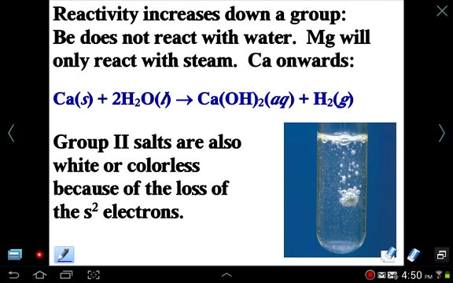The reactivity of these, just like with the alkali metals, will increase as you go down a group. An example of this is magnesium, which will react with hot water, or react with steam, but not with regular water. Beryllium, for example, does not react with water. It's quite stable. But as you go down to calcium, you can actually throw calcium in water. This is a calcium thrown in water. It'll actually produce hydrogen gas just with cold water. So calcium is pretty reactive. And their salts are also colorless because their outer shell electrons are lost. No more outer shell electrons left.